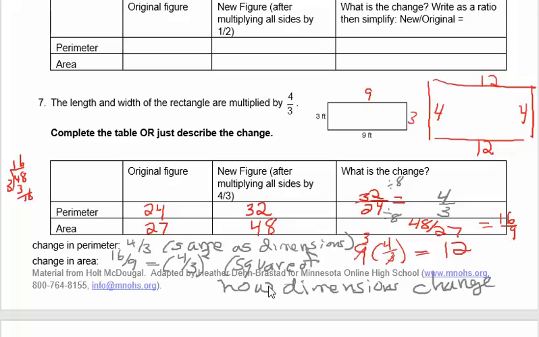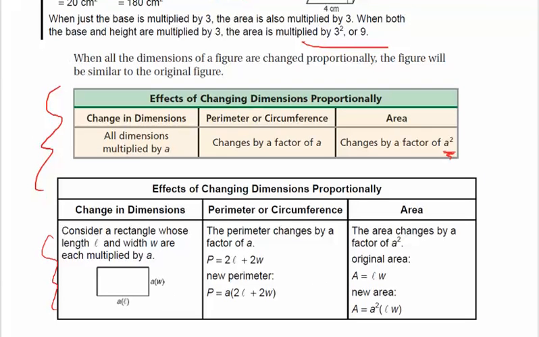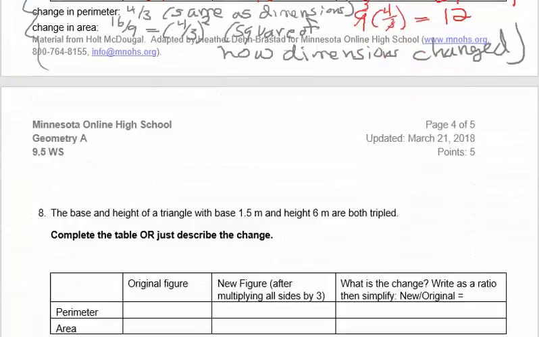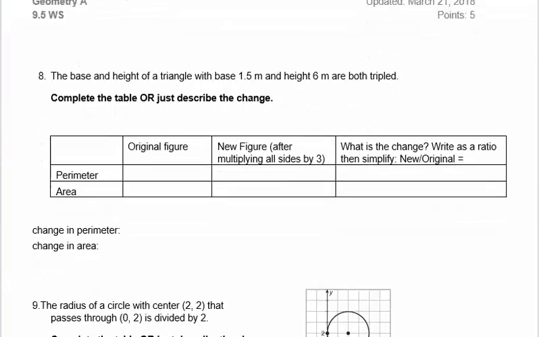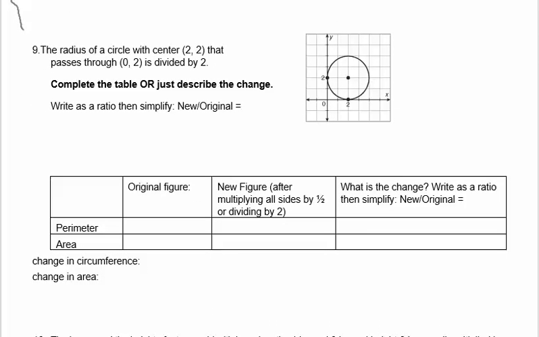So it's the square of how the dimensions changed. So that's the shortcut right there. Once you've done a couple of these, then you should be able to do the rest by just using this information right here. When all dimensions of a figure are changed proportionally, the perimeter will change by that factor, the area will change by that factor squared. So do a few of them showing your work, and then after that you can skip to just describing the change of each, the perimeter and the area.